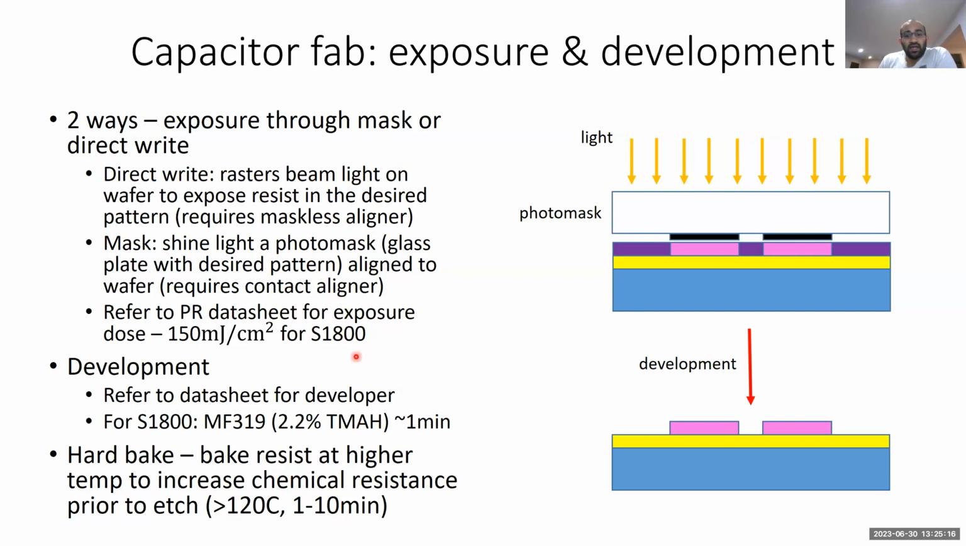Or you can use a contact aligner and a photomask, which is basically a glass plate with the desired pattern on it. Here I've drawn the pattern on the mask using these black squares. Then you contact the mask onto your wafer, and you shine your UV light through the mask in order to expose the regions that are not blocked by the pattern on the mask.